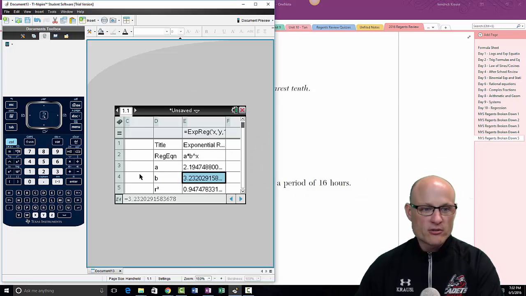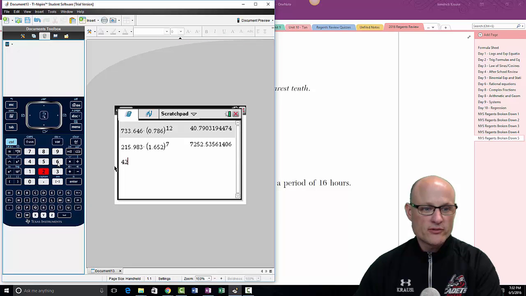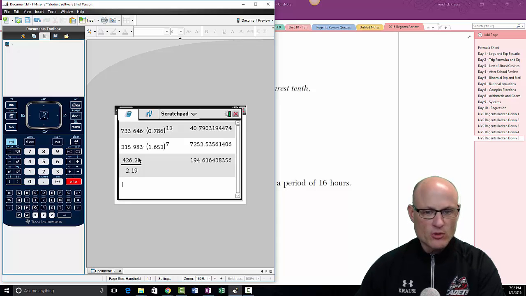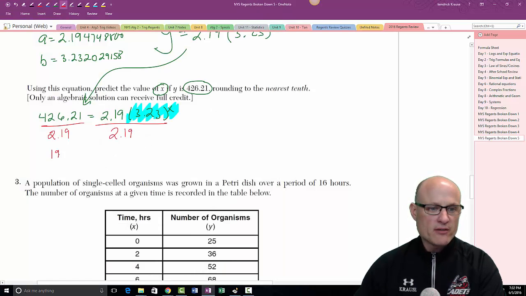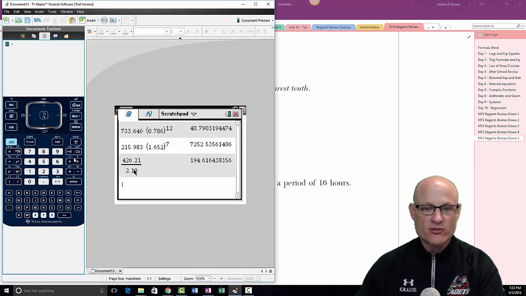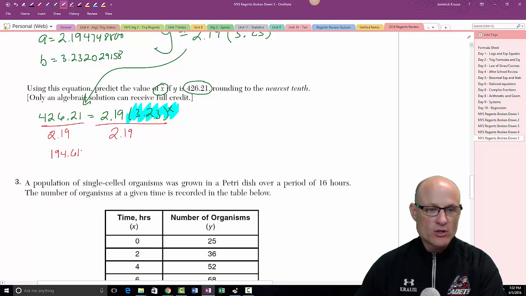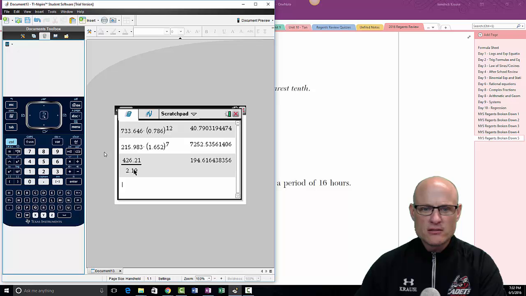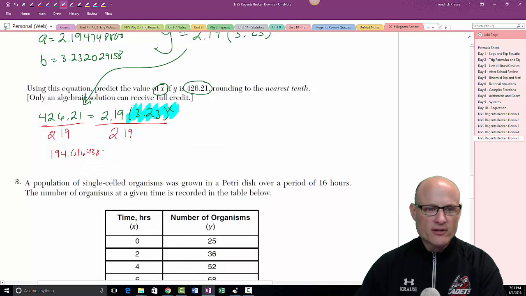So we go to our calculator and we go 426.21 divided by 2.19. Now you're going to get some long answer, 194 point. So you get 194.616438356. Write it all down. You cannot round until the very end of the problem. That is equal to 3.23 to the x.